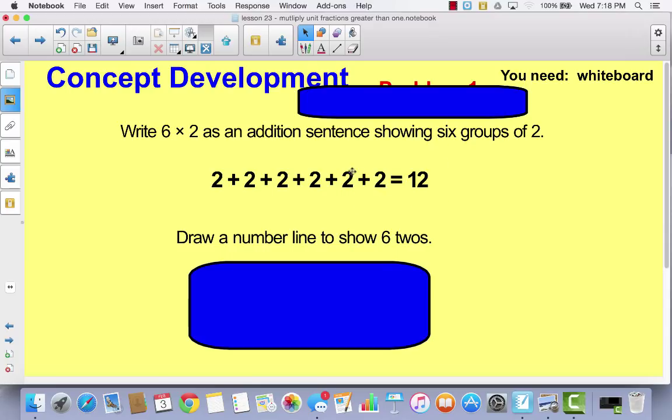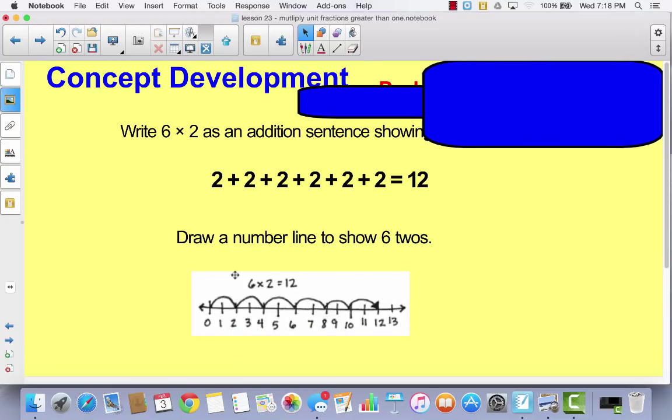Okay? Now, underneath this number sentence that you just wrote, I want you to draw a number line to show 6 2's. So that's going to look like this. You're going to start with 0, and then you're going to go from 0 to 12, and you're just going to jump 6 groups of 2. So 1, 2, 3, 4, 5, 6 groups of 2 to show that 6 times 2 equals 12.